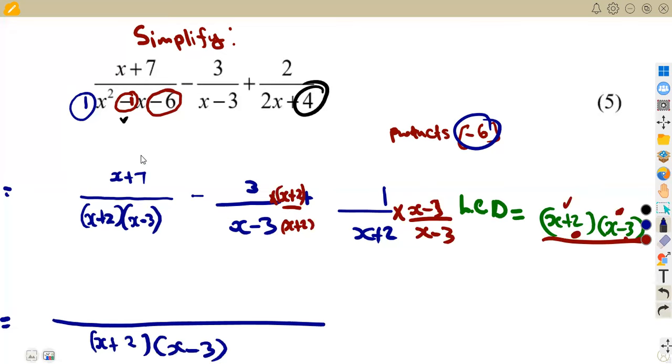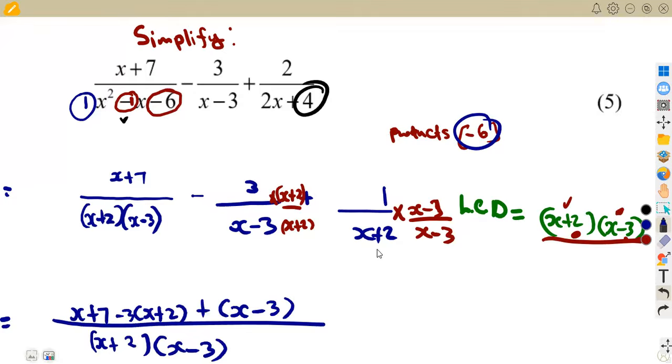So what are we having in the numerator here? We have got x plus 7. Here we've got minus 3 into the bracket of x plus 2. Here we've got a plus 1 into the bracket of x minus 3. So this is going to be plus 1 into x minus 3.